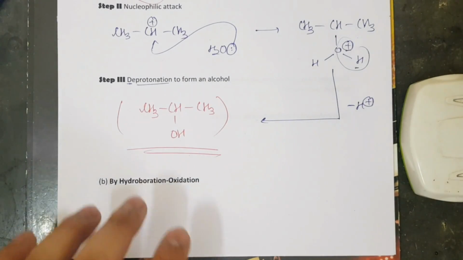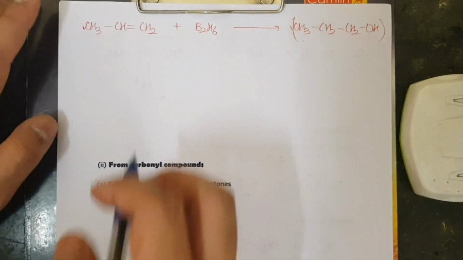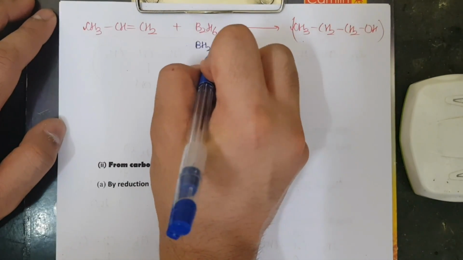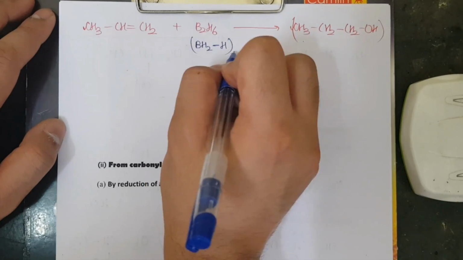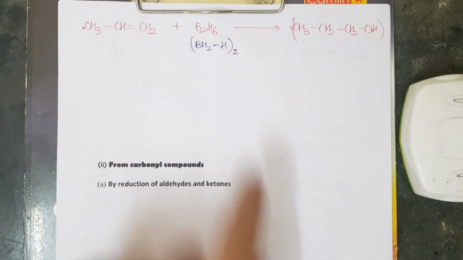The second method is hydroboration oxidation. So B2H6 is basically diborane, as taught to you in class 11th p-block. This can be written as BH3 whole twice, and BH3 can be written as BH2H, whole twice. I have just written B2H6 like this, not a big deal.